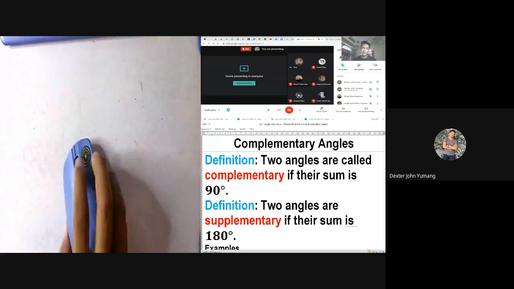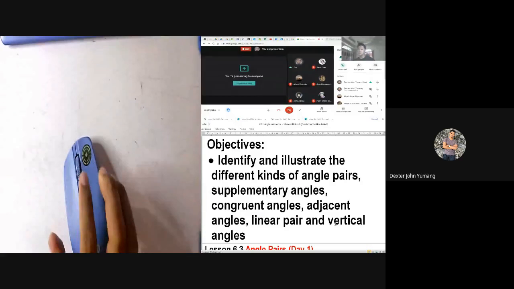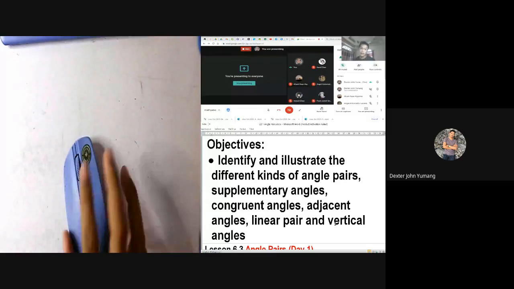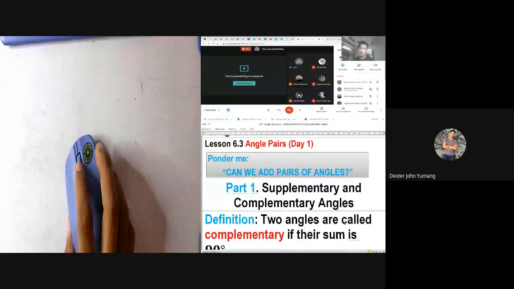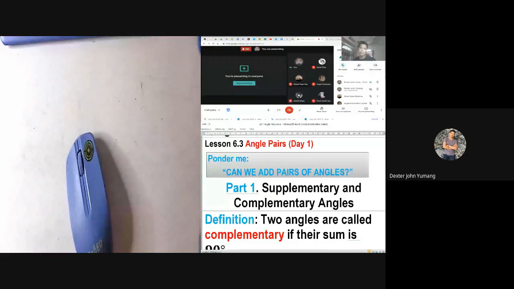Sige. Well, anyway, today, we will be learning the following things. First is we will identify and illustrate the different kinds of angle pairs: supplementary angles and congruent angles, adjacent angles, and linear pair and vertical angles. So, we are now on day number 1 of the lesson in the angle pairs. I would like you to copy the title first for lesson 6.3, angle pairs day number 1. Please copy the title first.